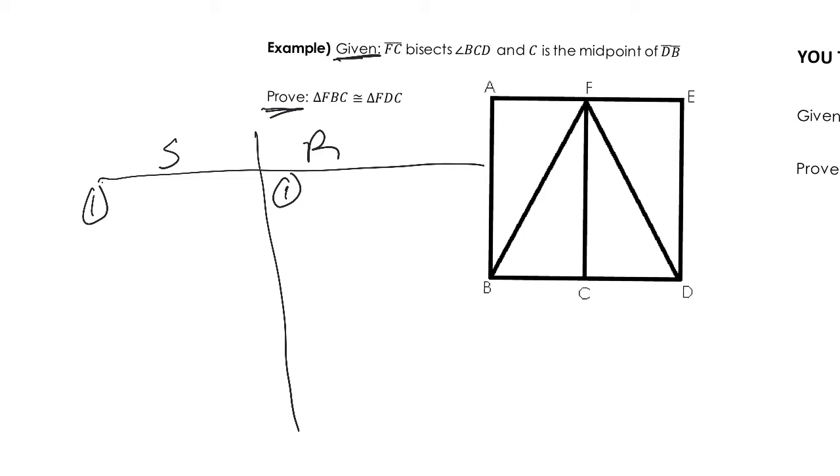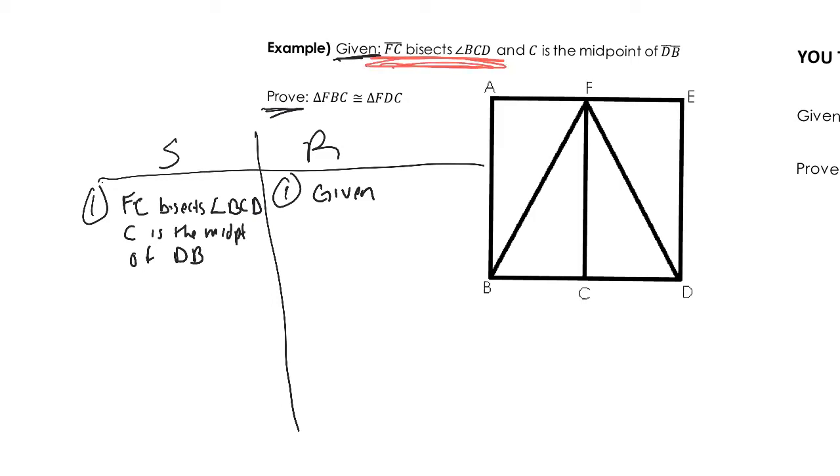So FC bisects angle BCD, and C is the midpoint of DB. So they usually give you 2 things, and that is the given. That's the reason. How do you know those things? They gave it to you. So let's start with the first given to do that second step.